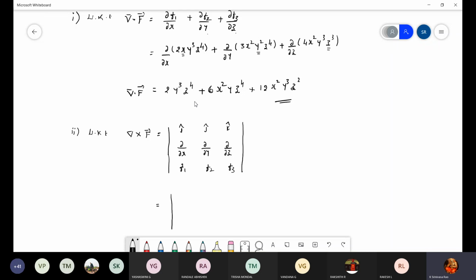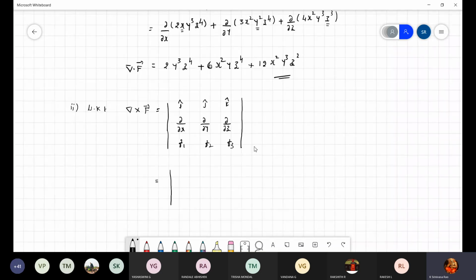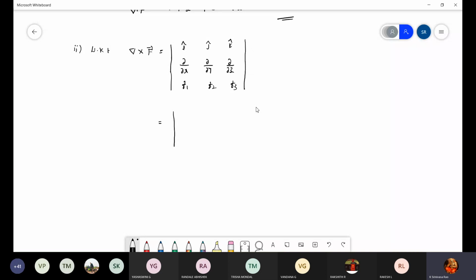Now, for the determinant, don't draw both the lines at a time, and don't restrict it within that, because the equations f1, f2 may be lengthy. So leave some space, and I will write: dou by dou x, dou by dou y, dou by dou z. Now what is the first component? 2xy cube z power 4. Second component, x square y square z power 4.